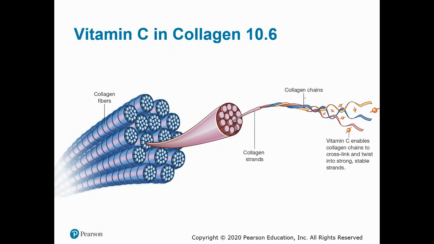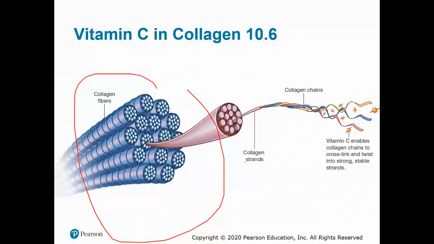Here's a cool little schematic showing collagen fibers, and if you break them down to look at the individual strands and then the chains that make up the strands, you'll see that it is actually vitamin C that enables these collagen chains to cross-link and start to hold to each other in order to form collagen strands.